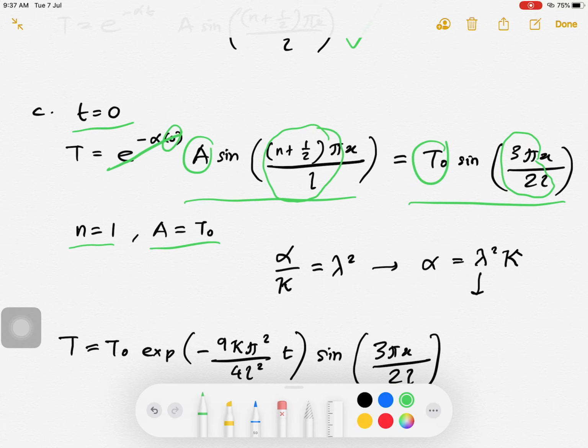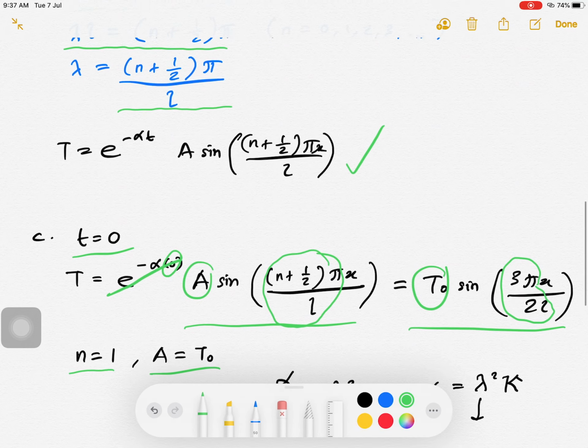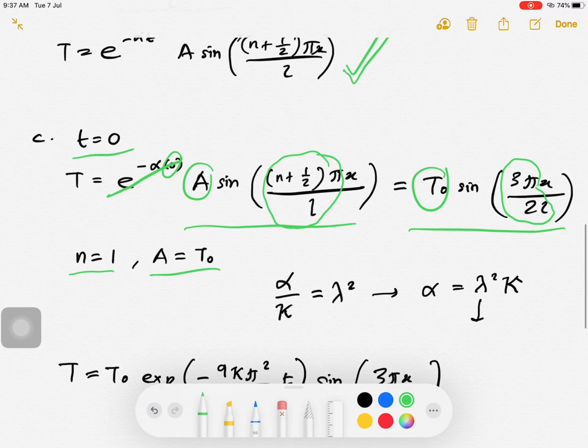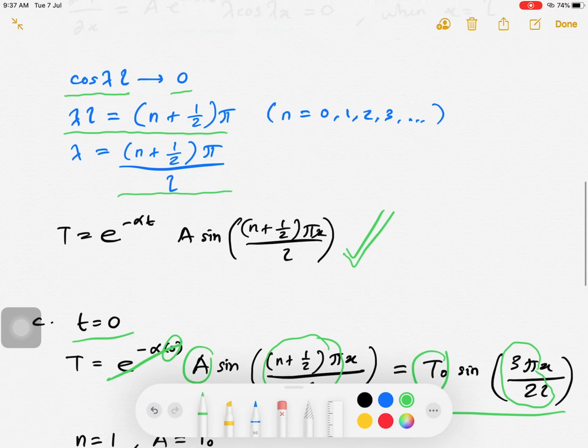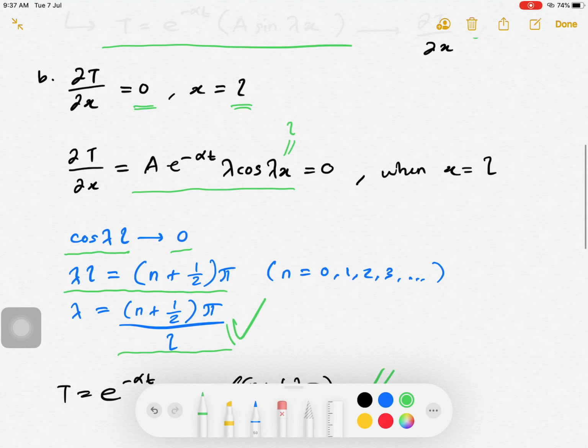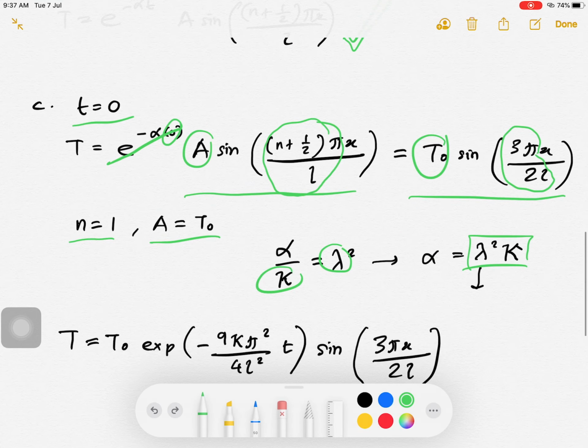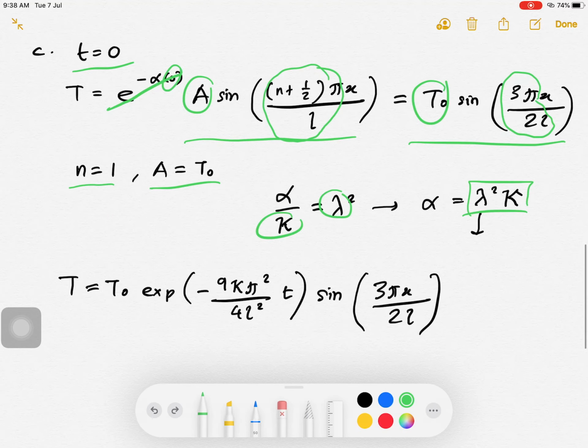Before we substitute back to the updated solution right here, we need to replace alpha. So we know the kappa, we know the lambda already, so we can rearrange that alpha is equal to this function, and then we replace lambda with the obtained function, which is this one. So we substitute lambda, so we get the alpha.